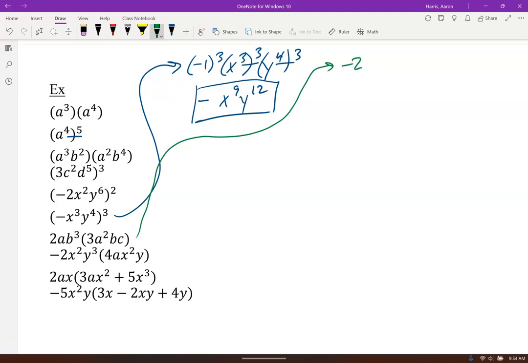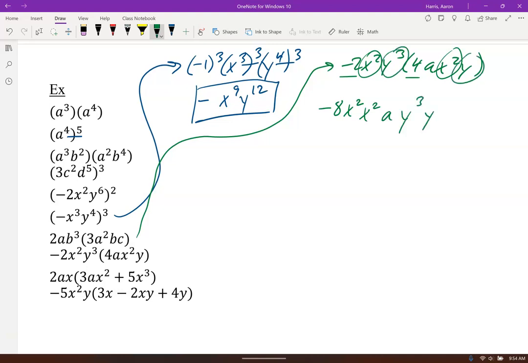I have negative 2x squared y to the 3rd times 4ax squared y. So negative 2 times 4, I got negative 8. And then I have, let me put all my x's. I have x squared from there times another, over here I have an x squared. I have a, notice the a's alone, and then I have a y to the 3rd y.